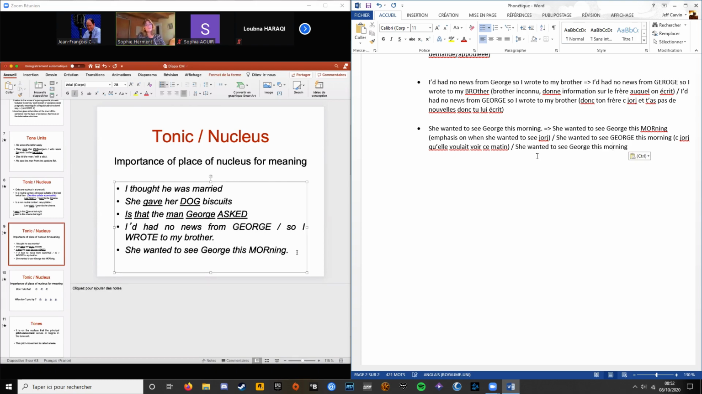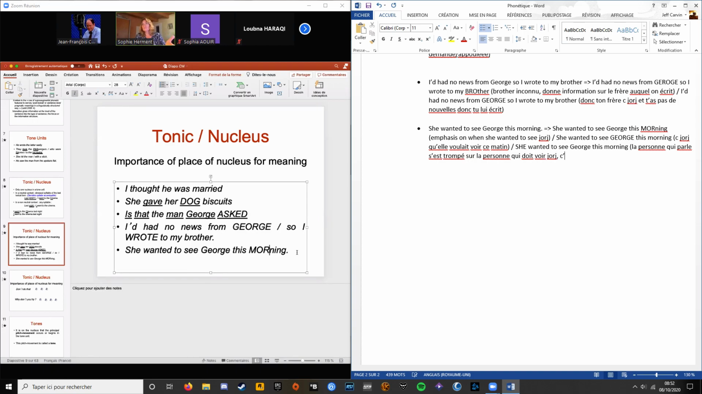In particular, things like that. She wanted to see George this morning. And this is possible only with intonation in English. In French, as you noticed, each time I try to translate in French, I need to use a syntactic structure. In French, I can't say "elle voulait voir Georges ce matin." You see, you can't do that.